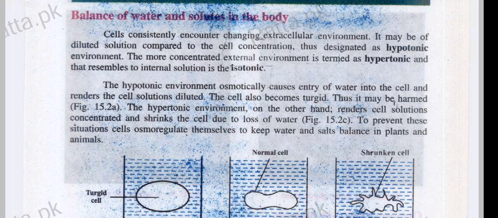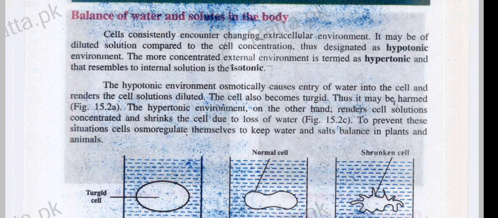What is the effect if we place a normal cell into the hypotonic, the hypertonic or the isotonic environment? Actually, when we place the cell in the hypotonic environment, as the name suggests, there is more water present outside the cell. So due to the high to low tendency of water to move, the cell becomes turgid, or enlarged, fatty and chubby, a turgid cell.